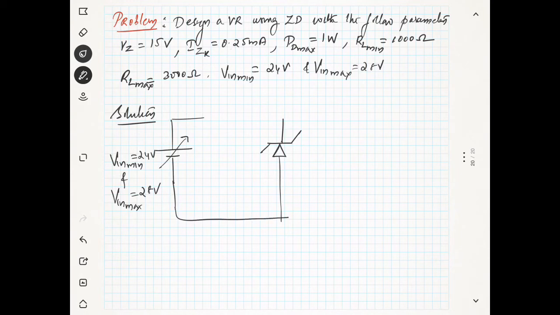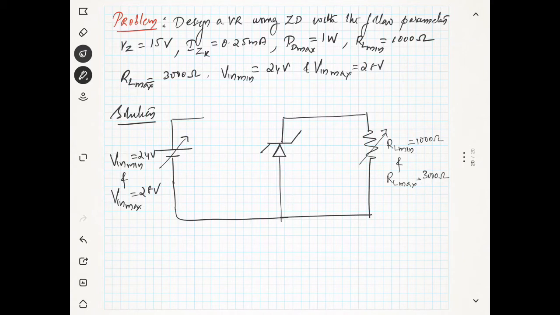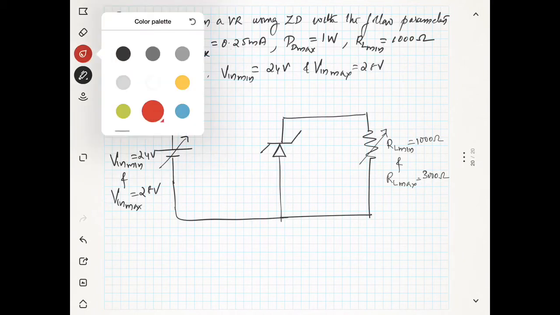So you can connect like this, and there is a load. The load is also not constant. Your load is also changing between RL minimum, which is equal to 1000 ohms, and RL maximum, which is equal to 3000 ohms. Okay, now I told you we want the current through the Zener diode in a proper way.